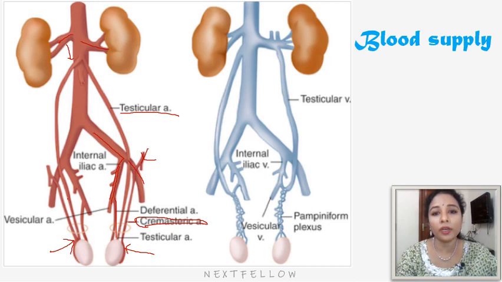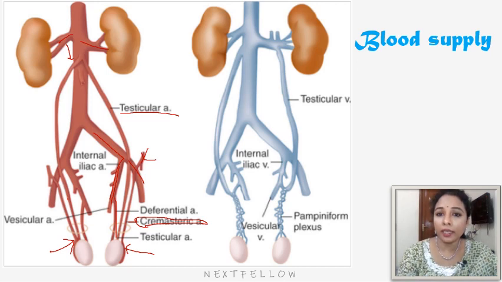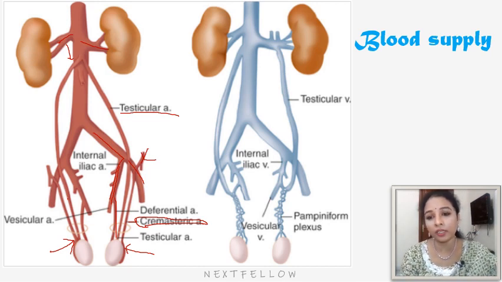These are the collateral branches. The collateral circulation is sufficient enough that it allows ligation of the testicular artery during surgery. So that is about the collateral circulation and the testicular branches supplying the testis.